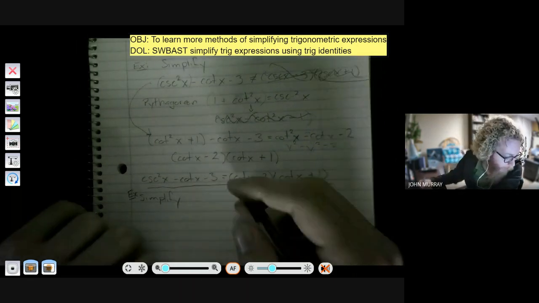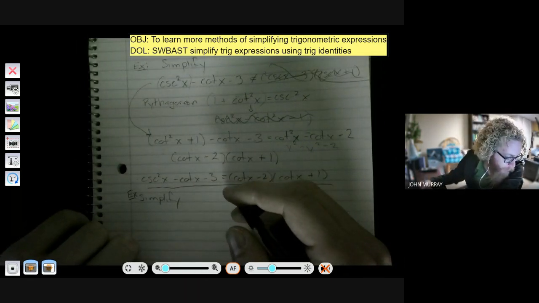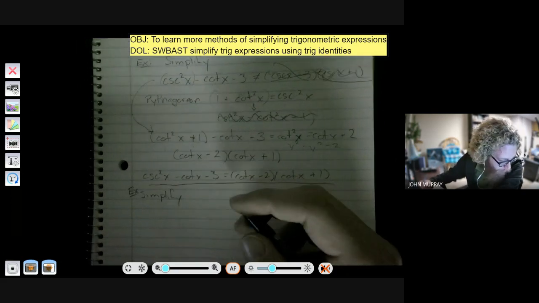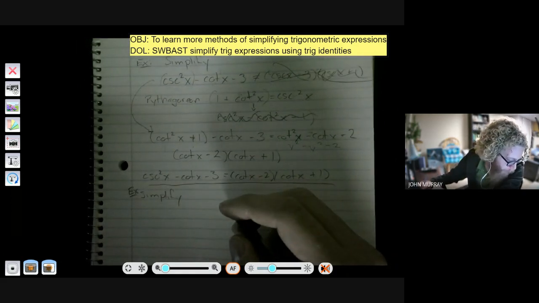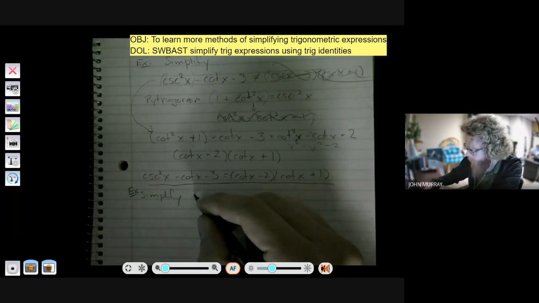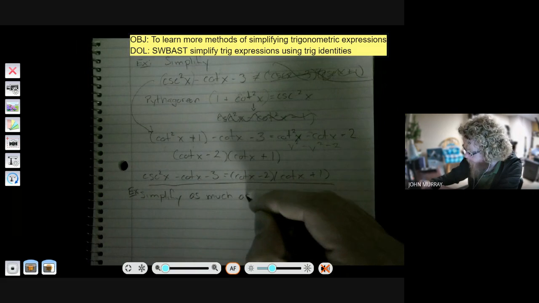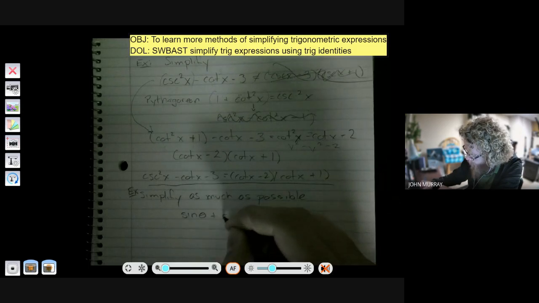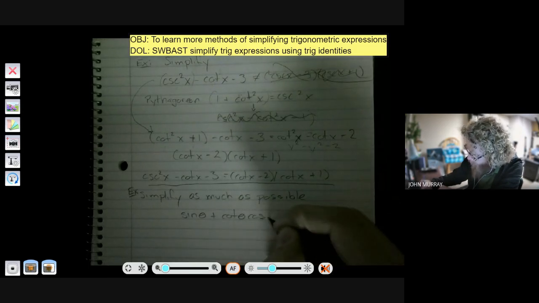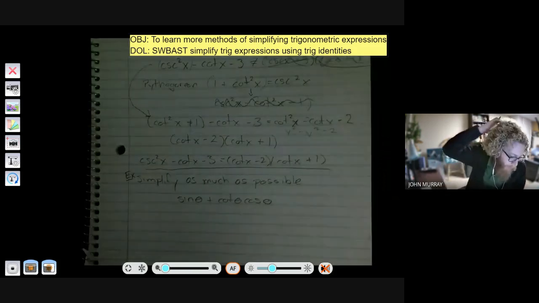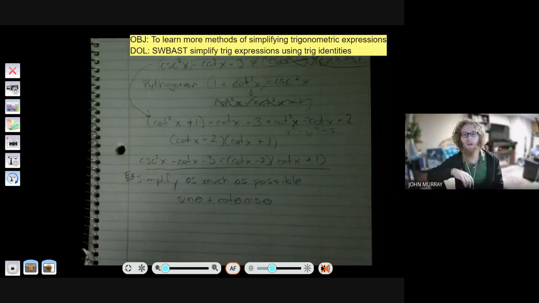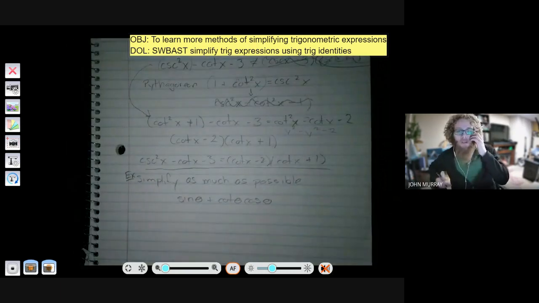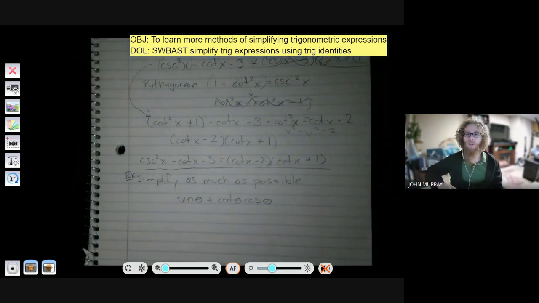All right. So let's look at one where we're not factoring, because that is a type, but it's not a super common type. Okay. So here they want us to simplify as much as possible. So I have the sine of theta plus cotangent cosine theta. So right off the bat, there's not a whole lot to work with.